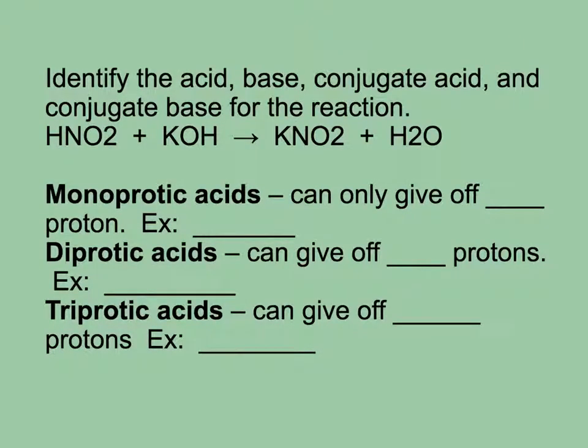So let's look at an example. We have HNO2 plus KOH yields KNO2 and H2O. So we want to identify where the acid is, where the base is, the conjugate acid, and the conjugate base for this reaction. So let's try.